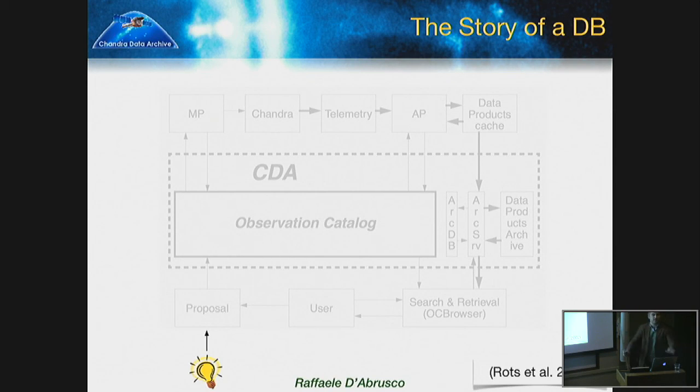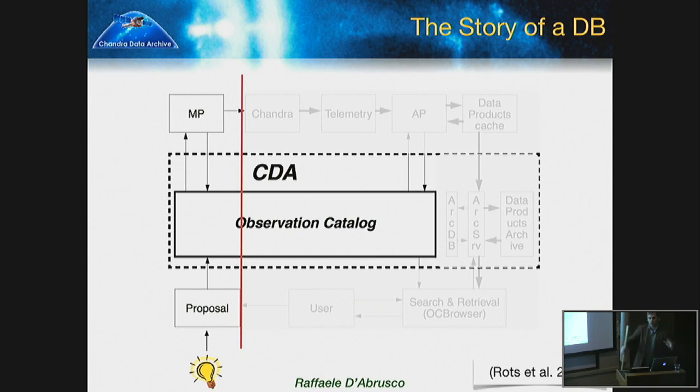I will talk about the database, the story of a database. For people that are not aware, a database can be described as a collection of tables which have some common parameters that can be used to actually mesh them. Okay? That's it. One of the most important databases that the archive operation team maintains is the so-called observation catalog.